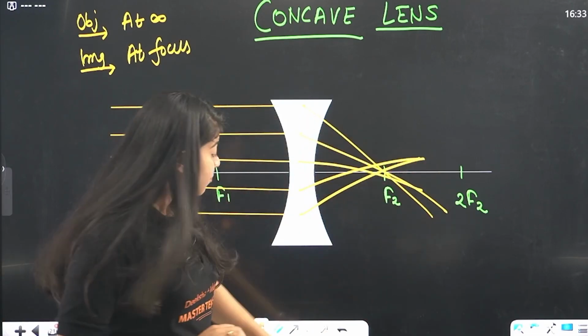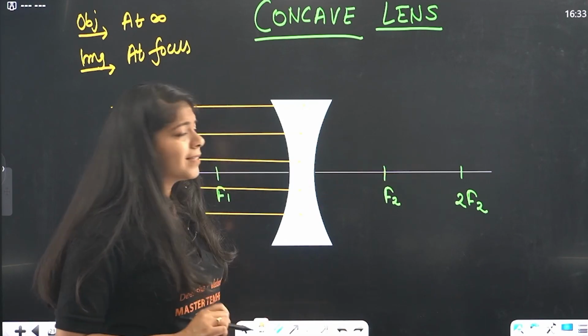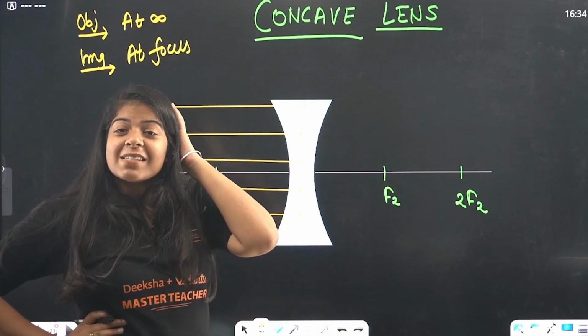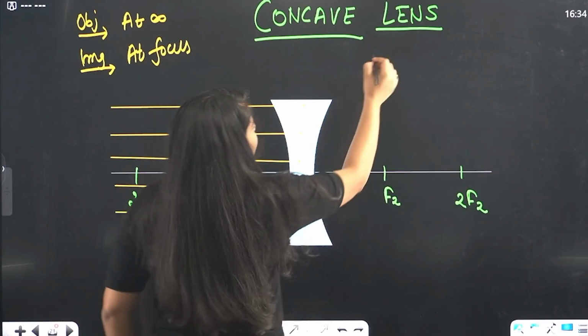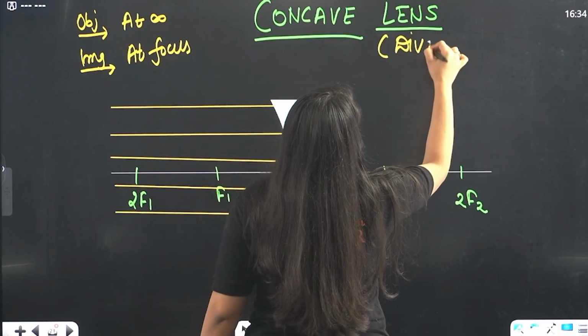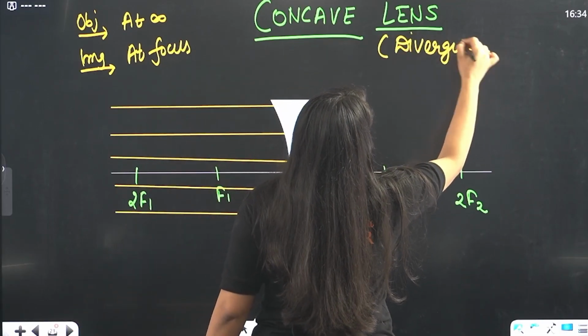I can't, right? Because of what reason? Because ma'am, concave lens is not a converging lens. It is a diverging lens.